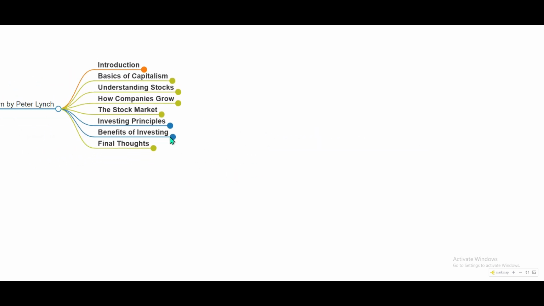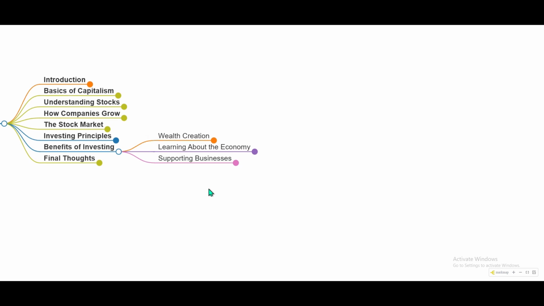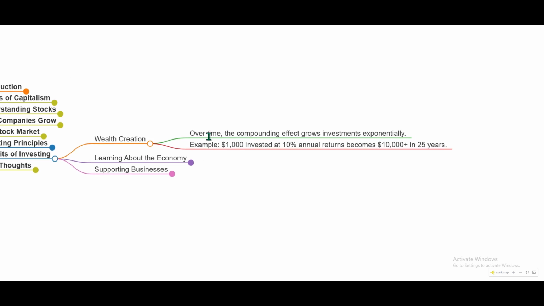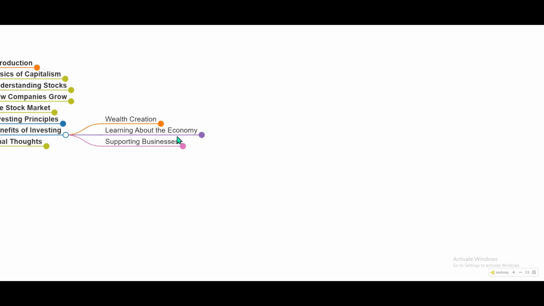Then what are the benefits of investing? See, according to Peter Lynch, wealth creation is the first benefit of investing. That is, over time the compounding effect grows investments exponentially. For example, if you today invest $1,000 at 10% annual returns, it will become more than $10,000 in just 25 years, like 10x in 25 years. No other investment class can give you this much return except stocks, or even index funds. I personally consider mutual funds the best strategy for investment.